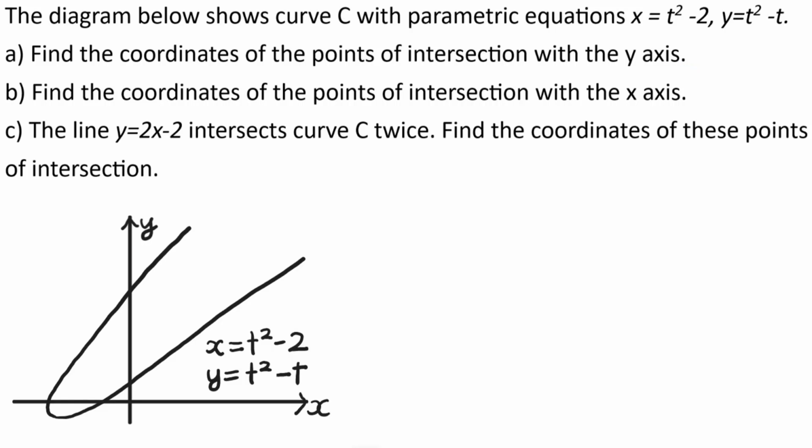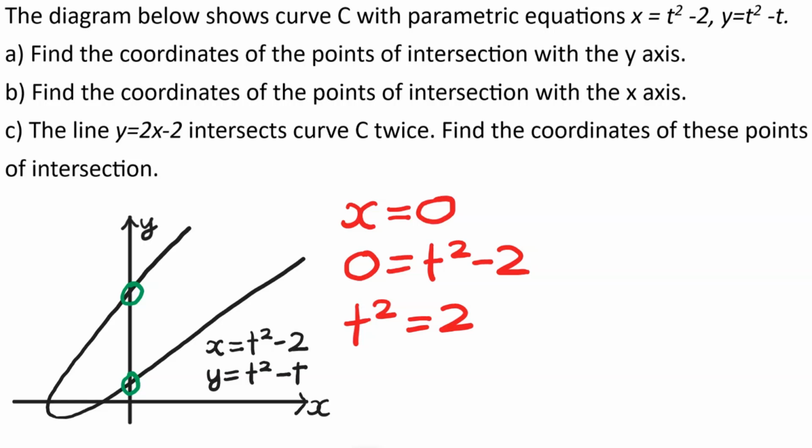So if we look at the diagram, the y-axis is here, so as it's where the curves intersect the y-axis, it's going to be these 2 points here. Okay, so we need to find what these 2 points are. Now as it's intersecting with the y-axis, this is going to be where x is equal to 0. So what we're going to do here is consider this parametric equation where x is equal to 0. So this is going to be 0 is equal to t squared minus 2. If we move this minus 2 to the other side, we get that t squared is equal to 2, and then if we square root both sides, we get that t is equal to plus or minus root 2.